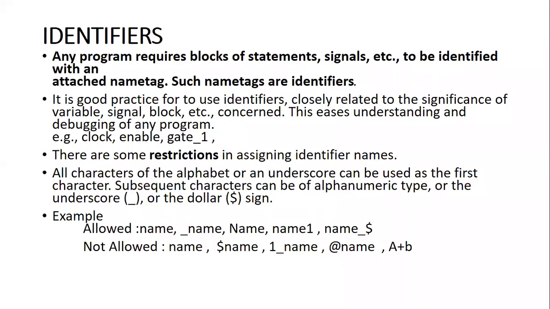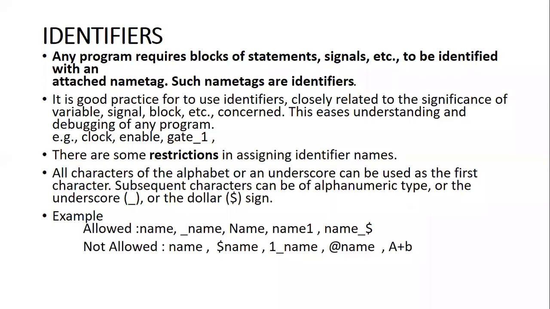Next is identifier. Anything which requires to be identified, a signal or a variable or a statement, you have to use a name tag. Those name tags are known as identifiers. Generally we use identifiers which are closely related to the design for our understanding. That's why when we designed half adder, I used the module name as HA, because it is useful to understand half adder. I cannot use the name ECE, because it will be difficult to identify which code it is.